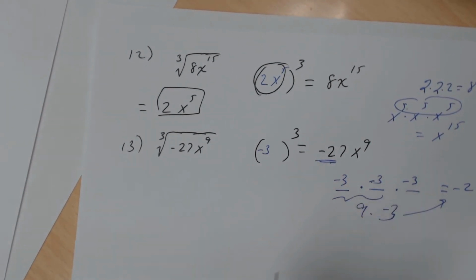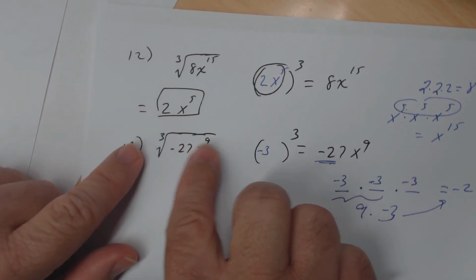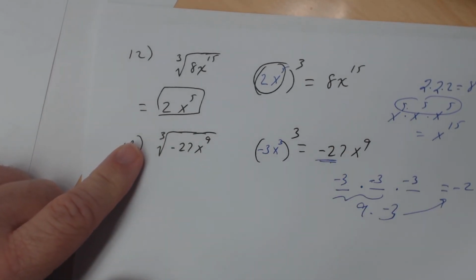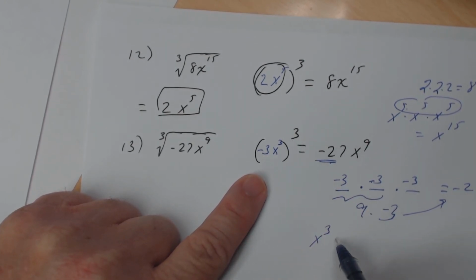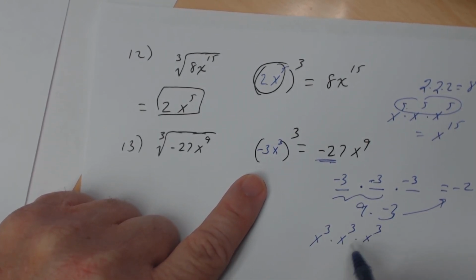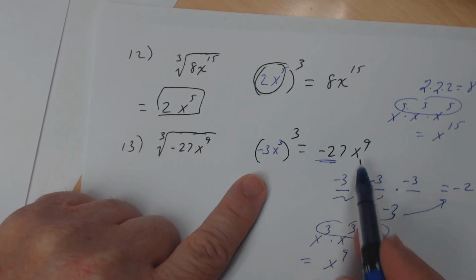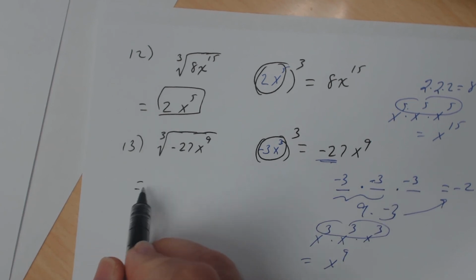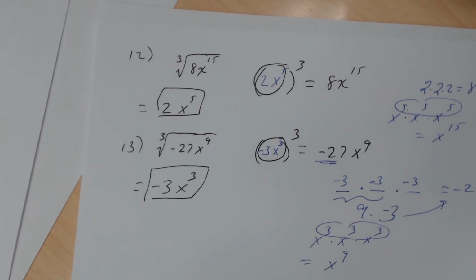Now let's do the x to the 9th. If you can't figure out right away in your mind what goes here, think: what's 9 divided by 3? 9 divided by 3 is 3. So let's see if x cubed works. x cubed times itself 3 times: when I multiply like bases, I'm using the product rule, add exponents, and I get x to the 9th, and that's what you wanted. So this right here is your answer: negative 3x cubed. All right, so that's part 1.